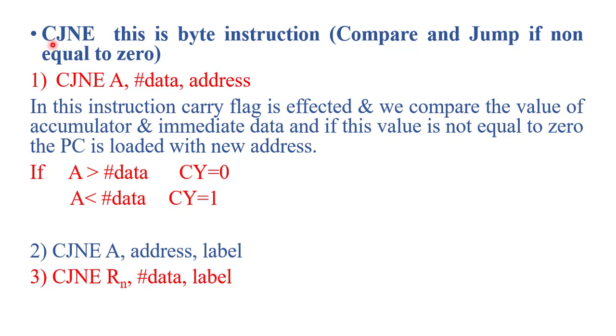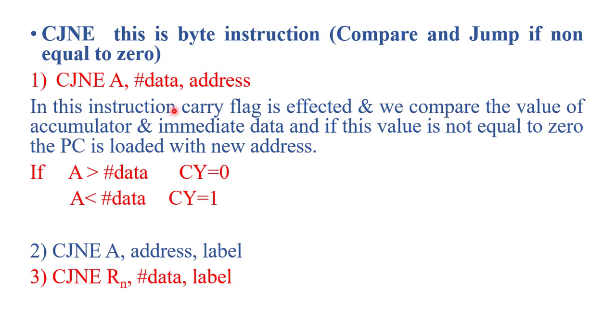Now, some other conditional branch instructions are the CJNE instructions. This is a byte instruction, and CJNE stands for compare and jump if not equal. The first instruction of this category is CJNE A, #data, address. In this instruction, address is also known as label. #data represents immediate data and A is the accumulator. This instruction tells that compare and jump if not equal.